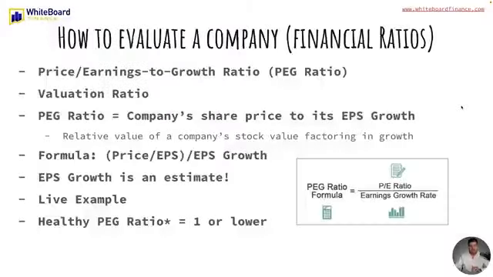So moving forward: the price to earnings to growth ratio, okay? This is what we call the PEG ratio. This is a valuation ratio. The PEG ratio is a company's share price relative to its earnings per share growth. So this is basically making an apples to apples comparison of a company's stock value, factoring in the amount of growth they have. The formula is price divided by earnings per share, divided by earnings per share growth. Earnings per share growth is simply an estimate. We'll give you a live example of that right now.